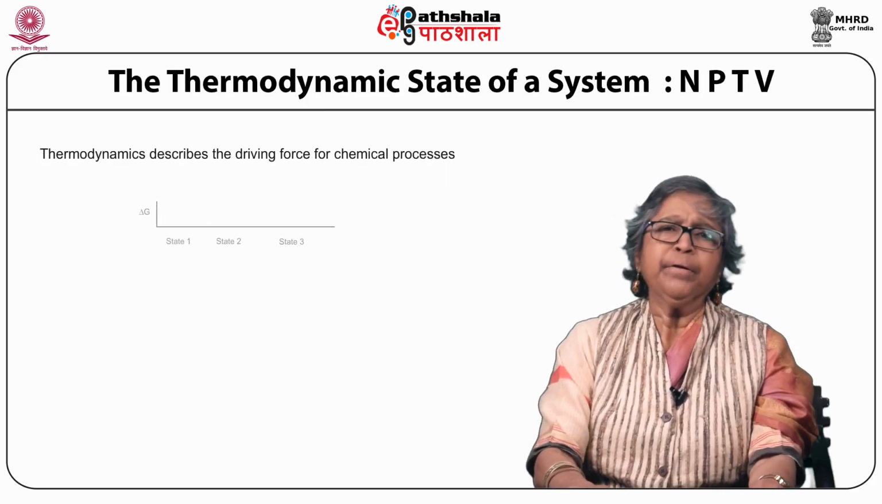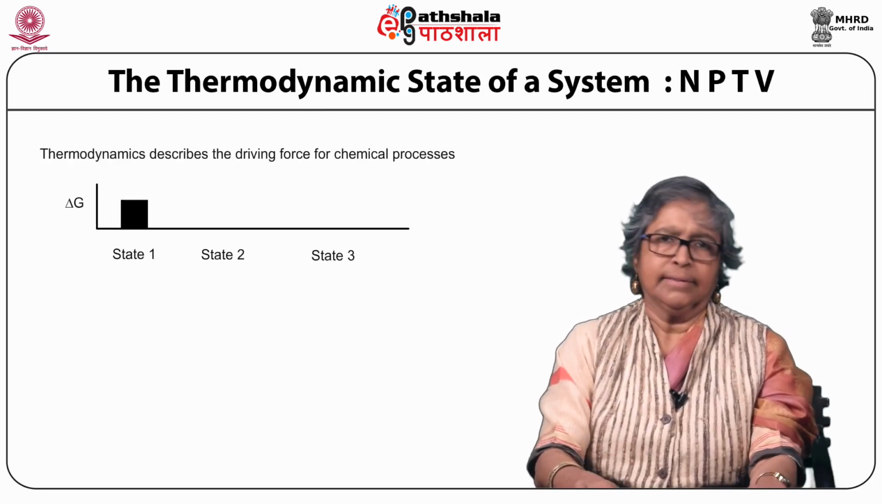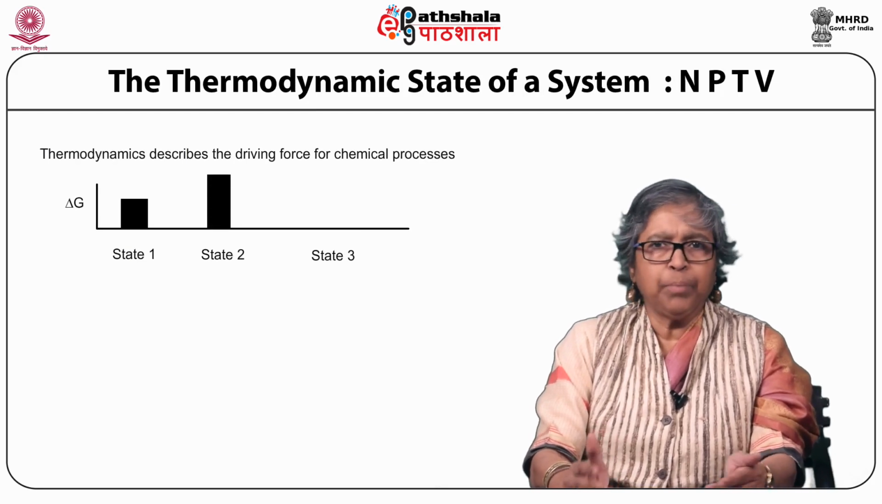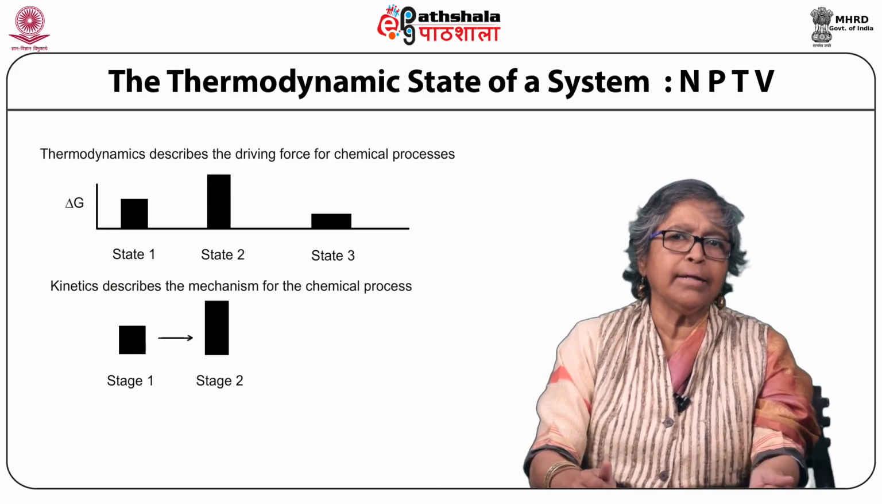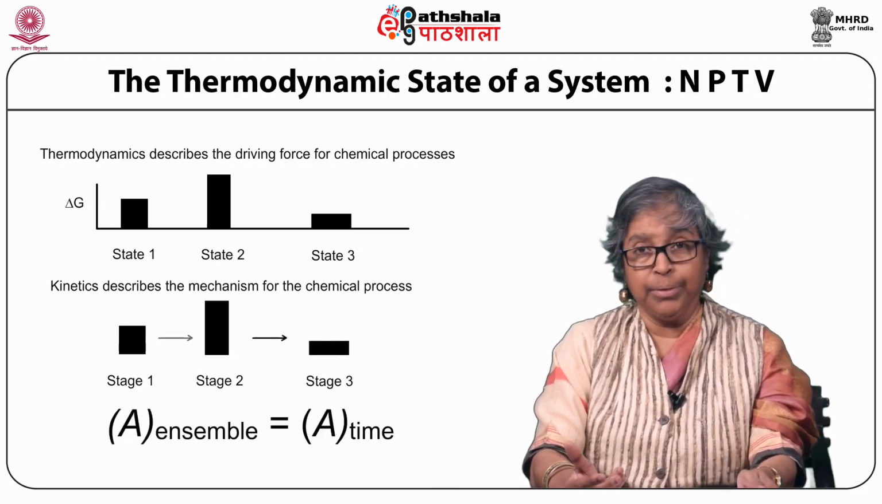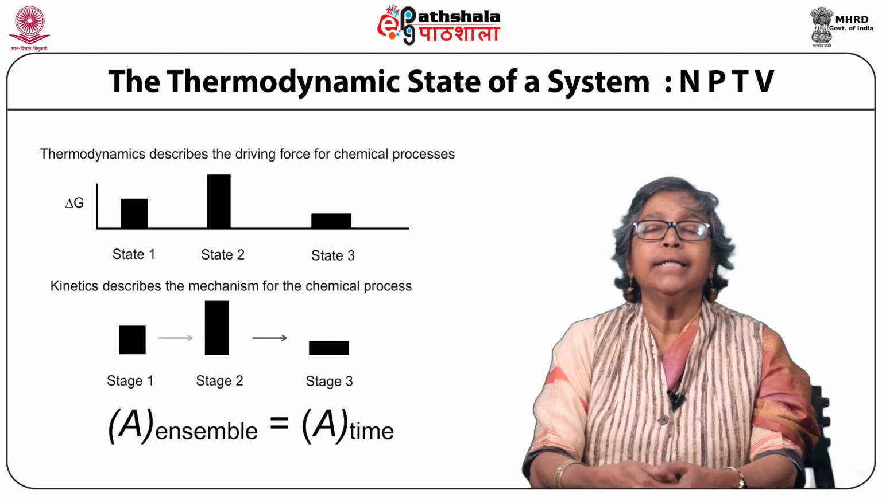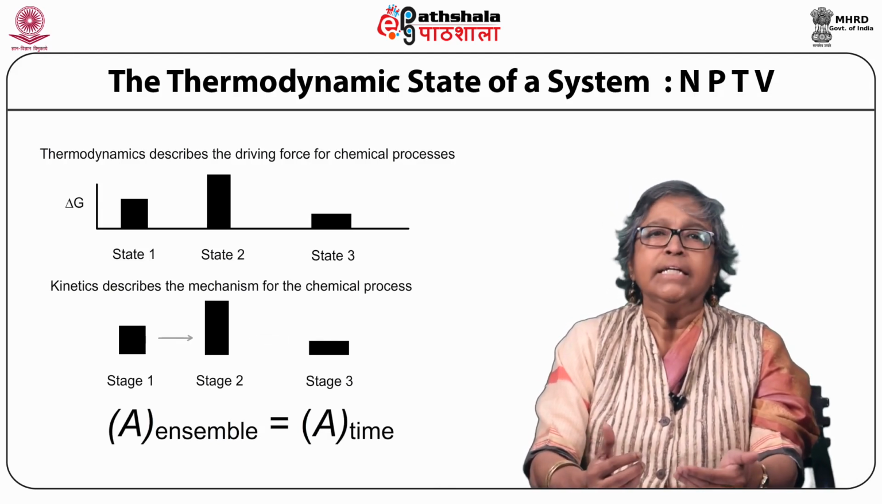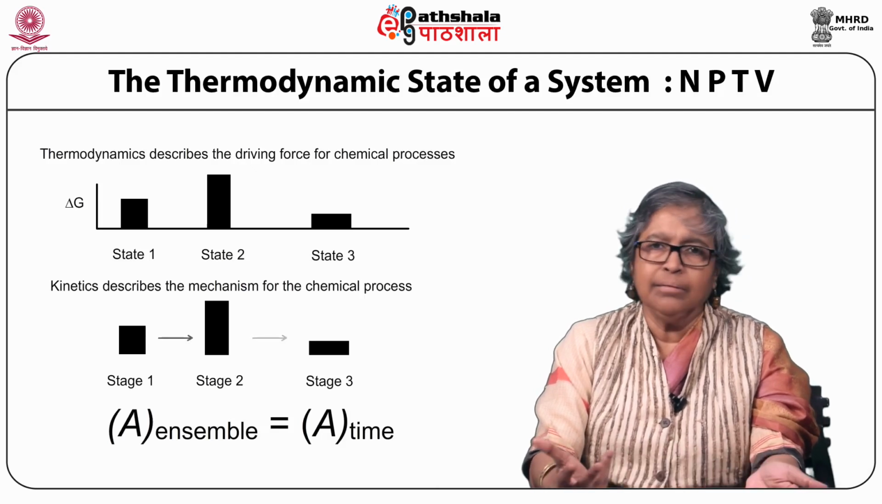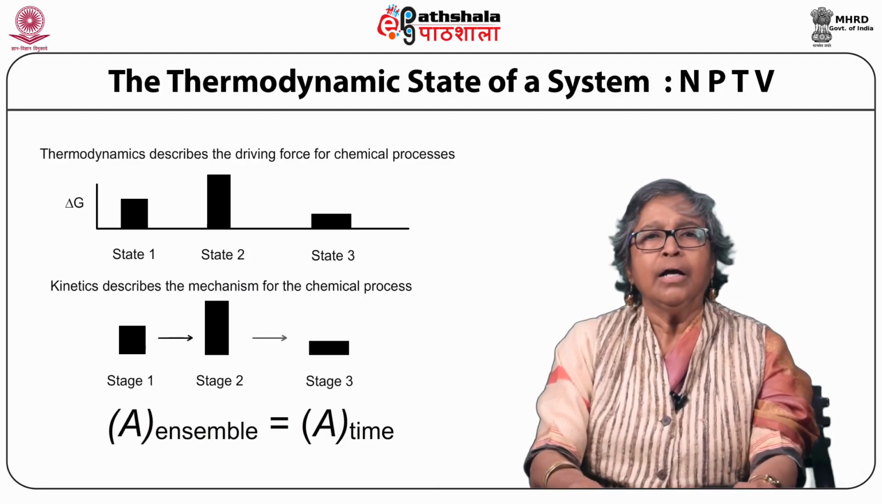The thermodynamic state of any system can be explained by N, P, T and V. Actually, one can take any three of the variables because they are related, any one of those two, like P and V and P and T, can be dependent on each other by Charles and Boyle's law.